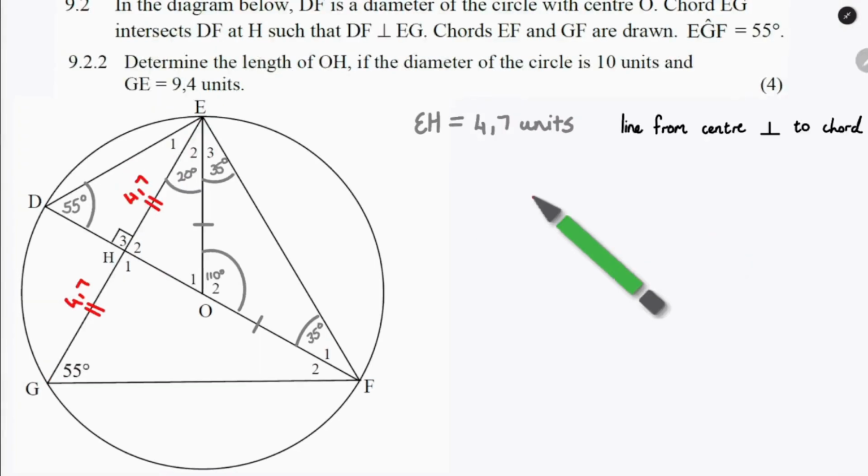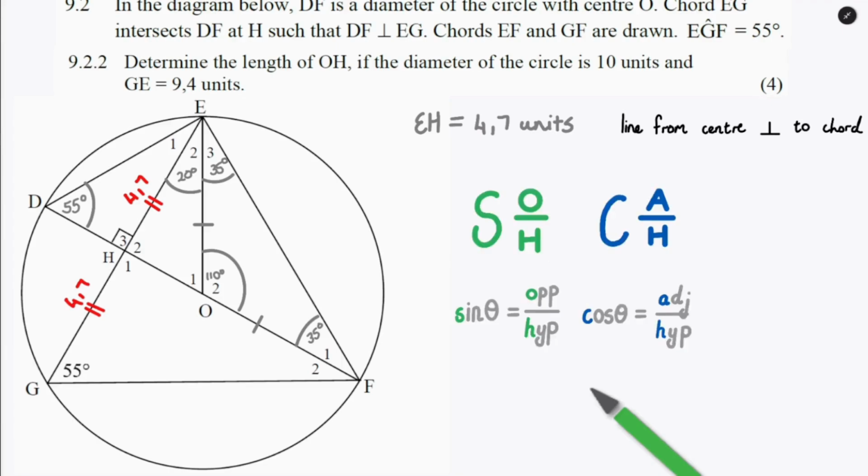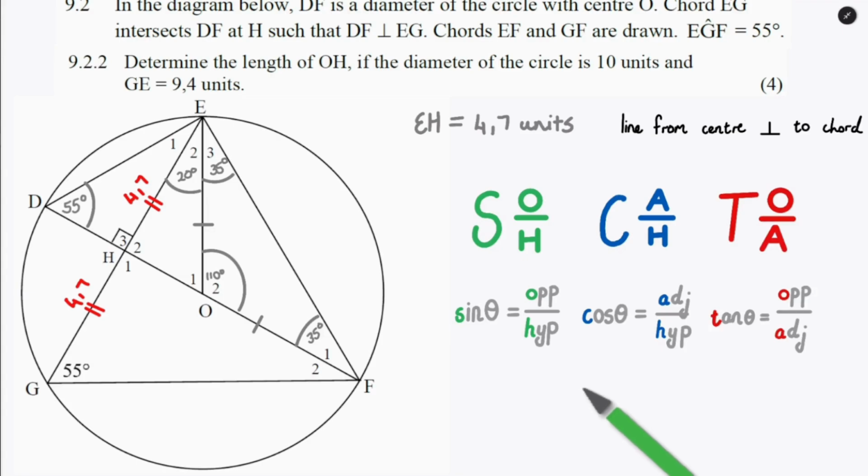And now, as we mentioned earlier, we are going to use SOHCAHTOA to find the size of OH. Now, if I have a look at this sketch over here, I have the adjacent side there, adjacent to the angle, and I want the opposite side. So I have to choose the trig ratio with adjacent and opposite. So we're going to be using tan in this case.